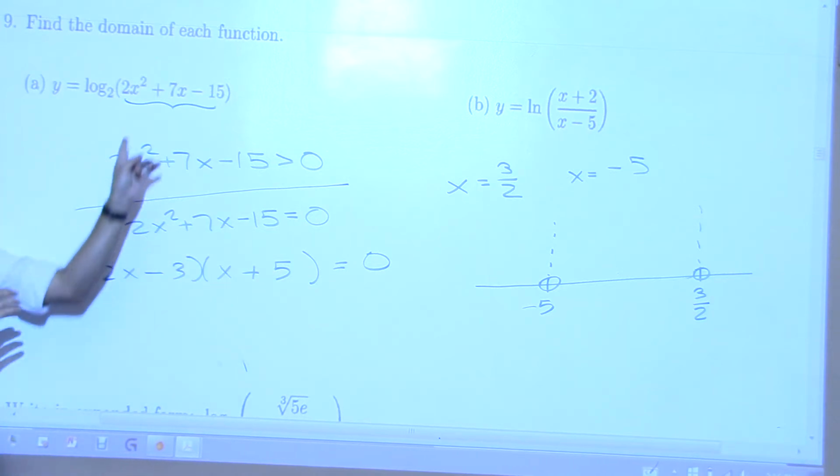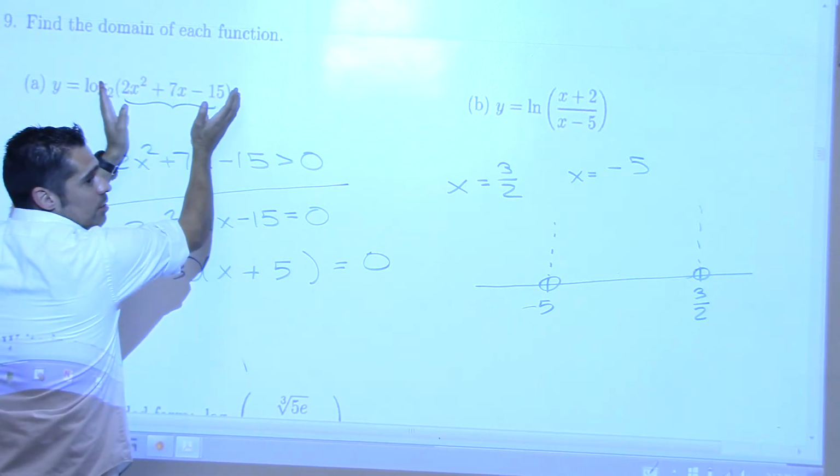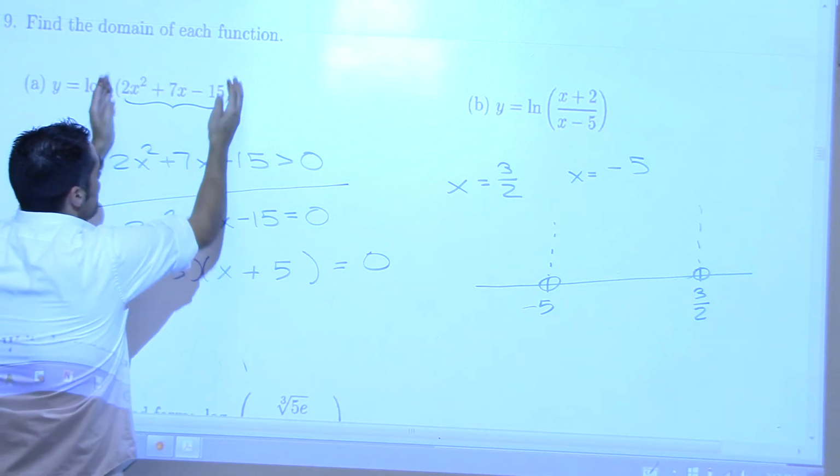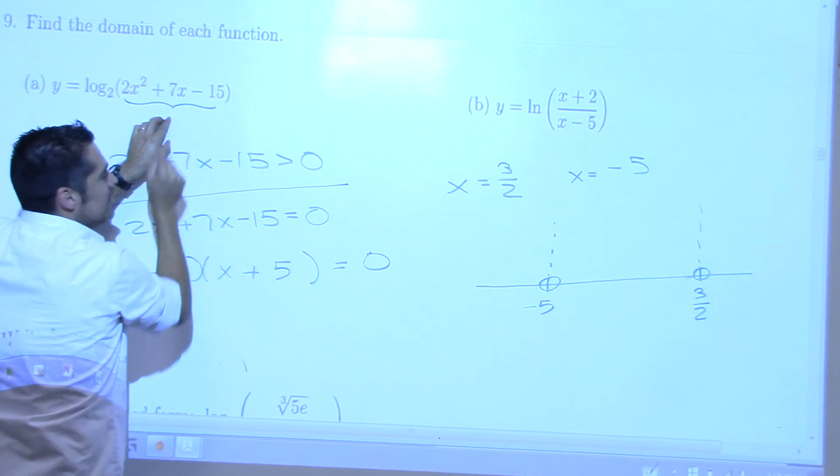Remember, it's not what you're plugging in for x. It's actually what comes out of this expression that can't be plugged into log. This whole thing cannot be 0. This whole thing cannot be negative. Not the x that's going in.